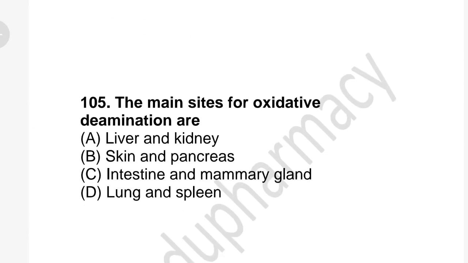The main site for oxidative deamination is option A liver and kidney, option B skin and pancreas, option C intestine and mammary gland, option D lung and spleen. Right answer is option A, liver and kidney.